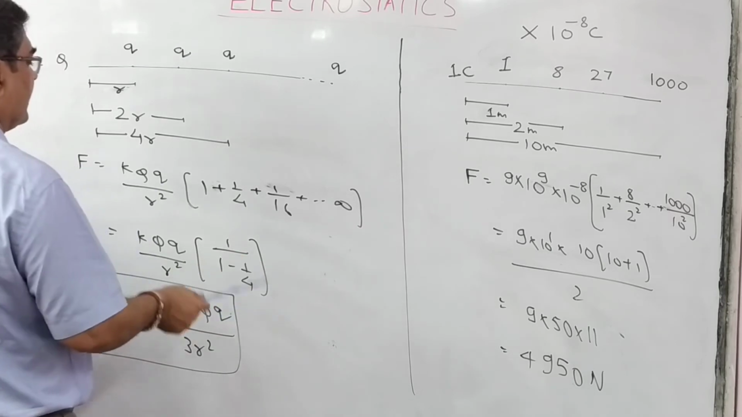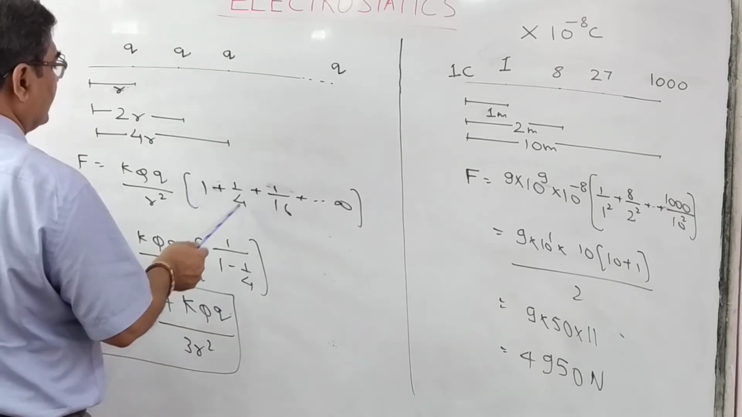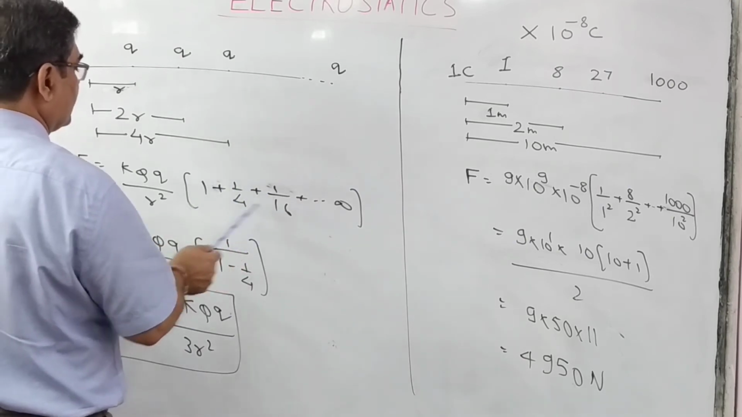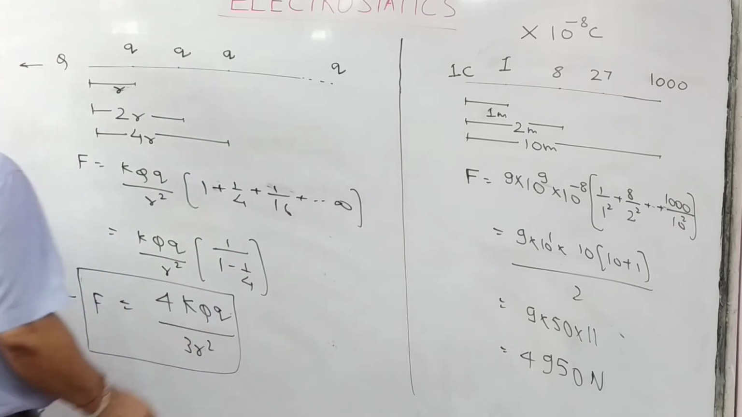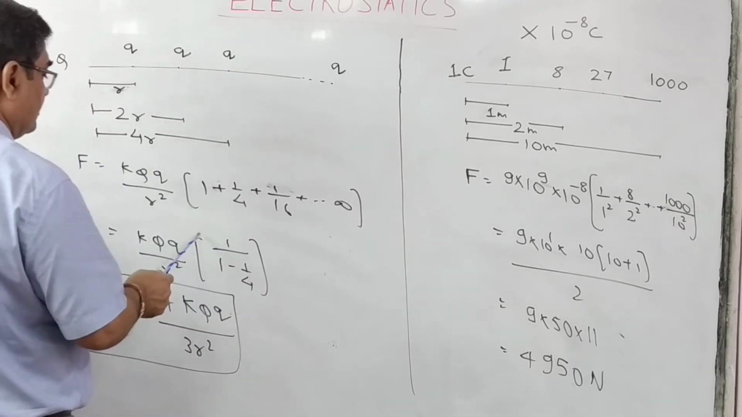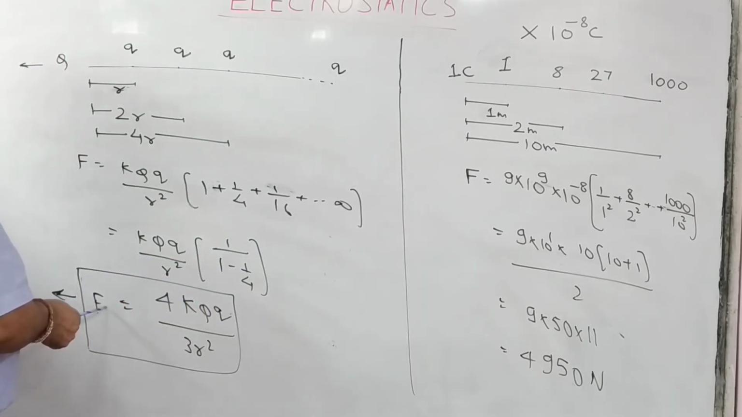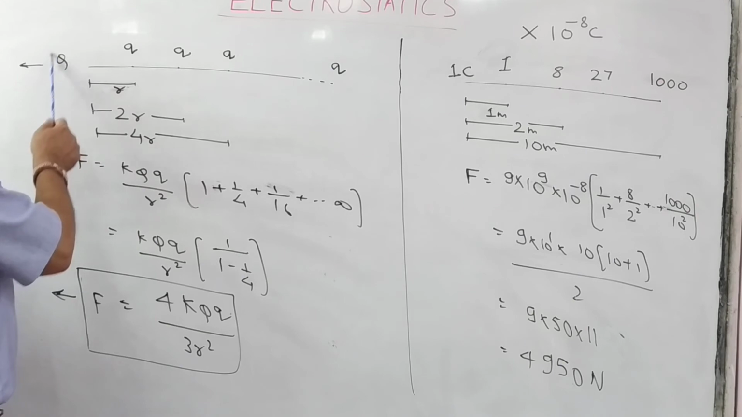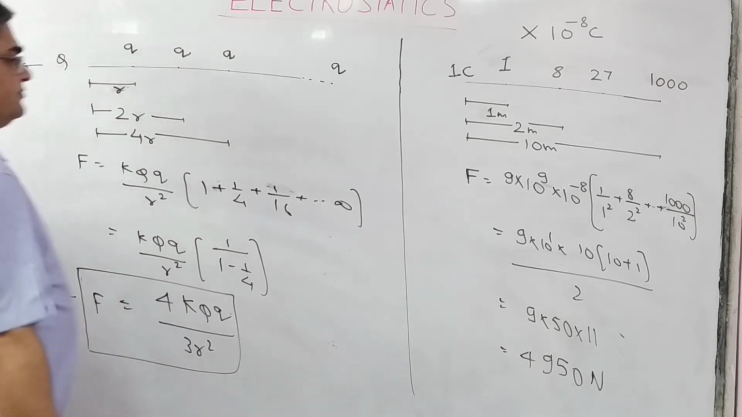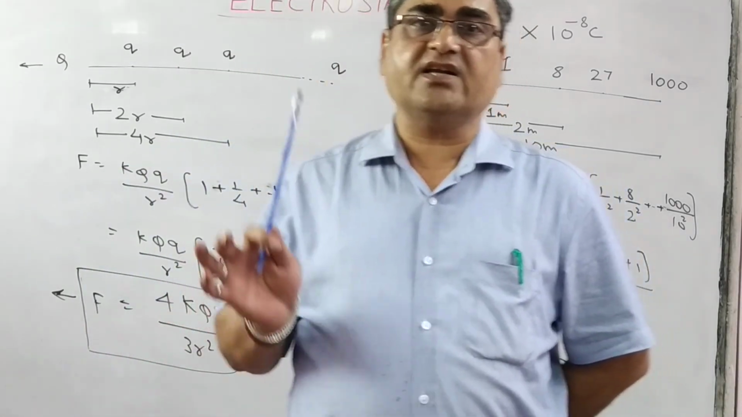And what is the summation of an infinite series? A upon 1 minus r. Here A is what? First term. First term is how much? This is equal to 1. And what is the common ratio? The common ratio here is 1 upon 16 upon 1 upon 4, that is 1 upon 4. This is the common ratio. Okay, so what is the solution? K Q q upon R square, in bracket 1 upon 1 minus 1 upon 4. After solving this equation, we will get the net force experienced by capital Q charge equal to 4 K Q q upon 3R square. This is the resultant electrostatic force experienced by charge capital Q.